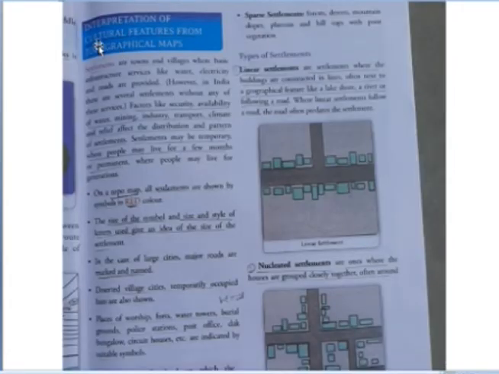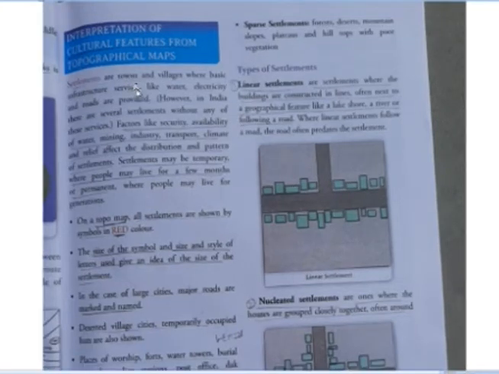First, interpretation of cultural features from a topographical map. What is the meaning of this? Interpretation of cultural features means, in a topographical map of any place, how to represent cultural features. What are the cultural features? Features like schools, universities, hospitals, grounds, post offices, railway tracks, roads, and all this. How to represent all these features in a topographical sheet is known as cultural features.